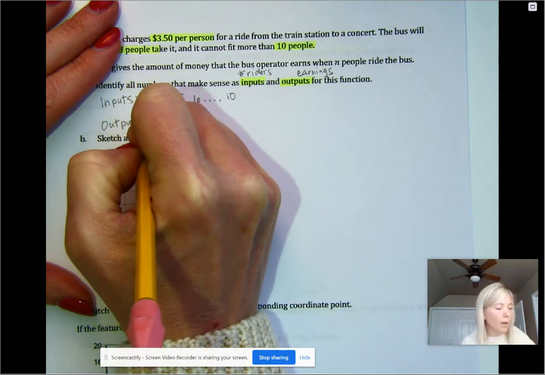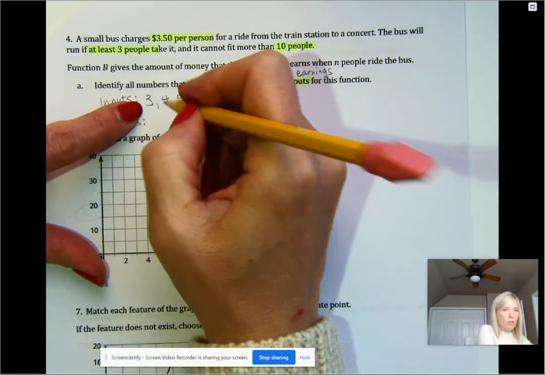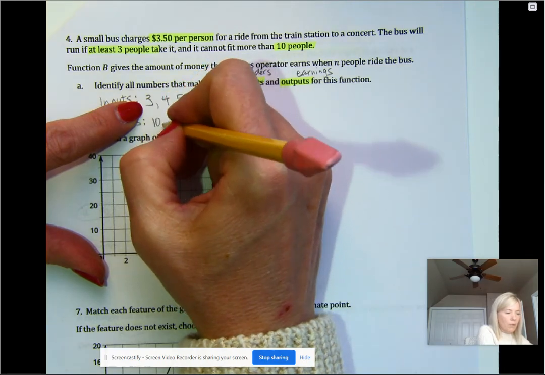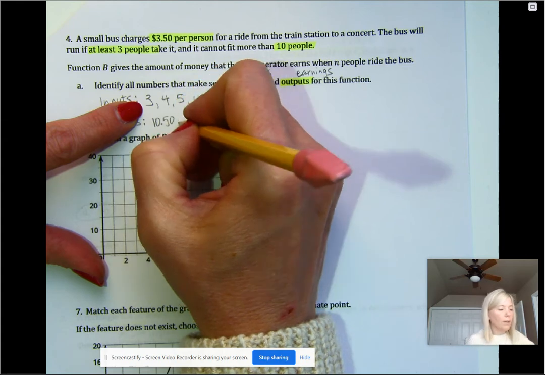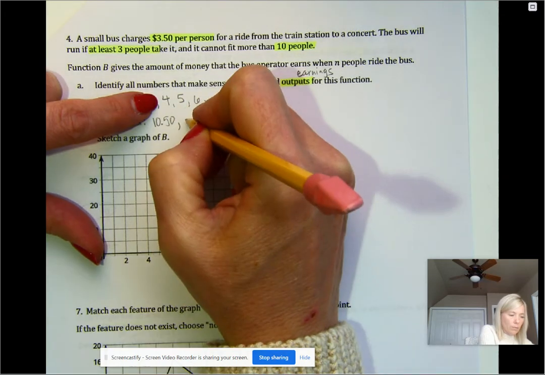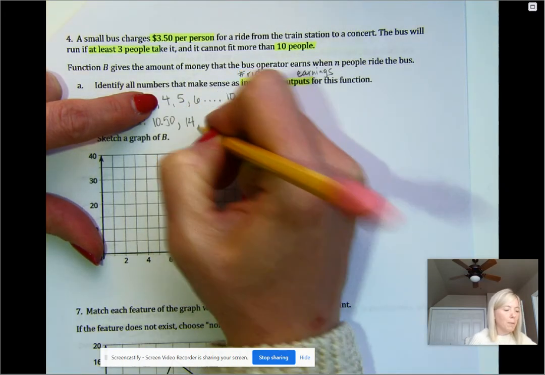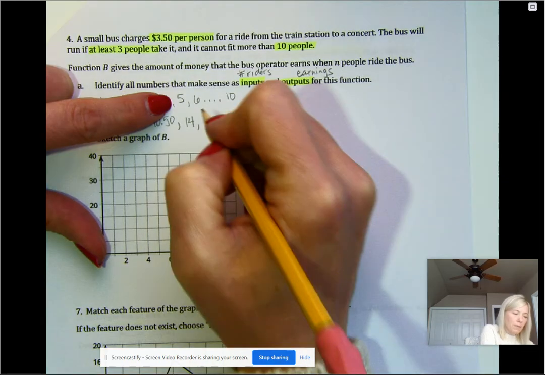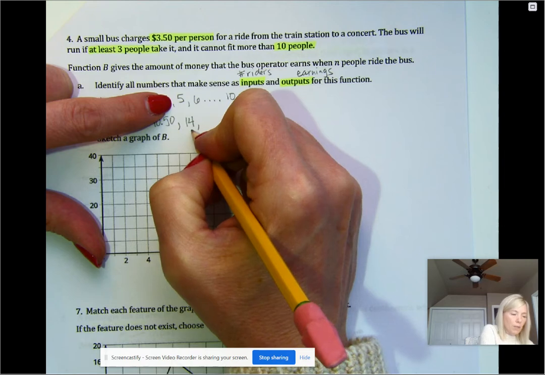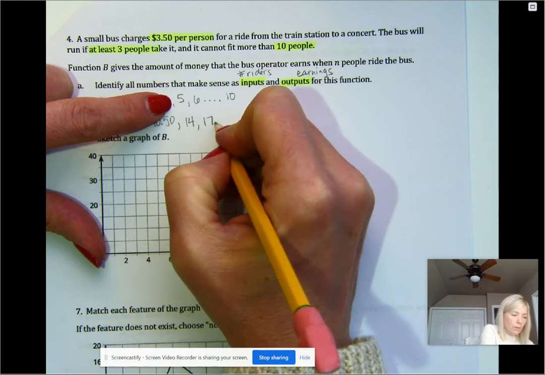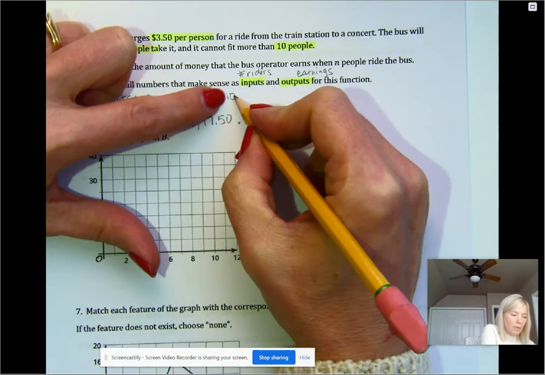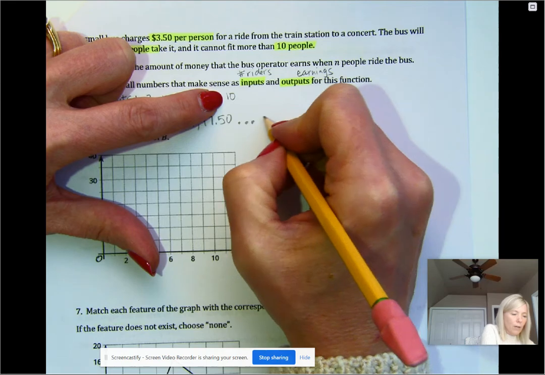For the outputs, if 3 people are riding the bus, then the bus driver earns $3.50 per person, which ends up being $10.50. If 4 people are on the bus, then the bus driver makes $14. If 5 people are on the bus, then the bus driver makes 5 times $3.50, so that is going to be $17.50. And so on, up to 10 people on the bus: 10 times $3.50 is $35.